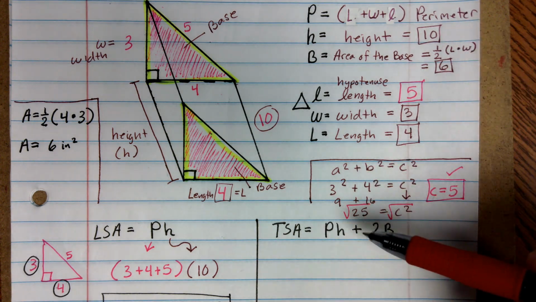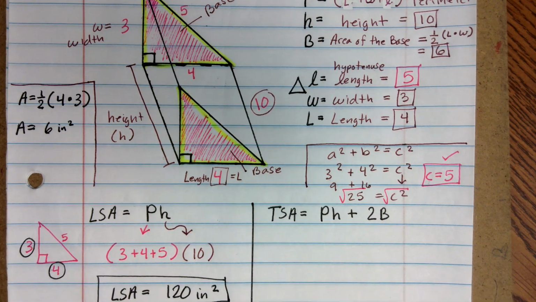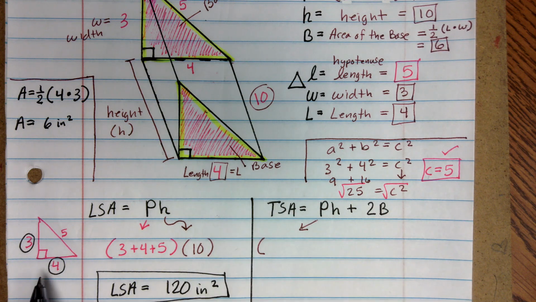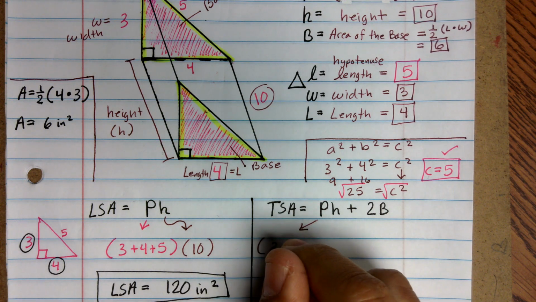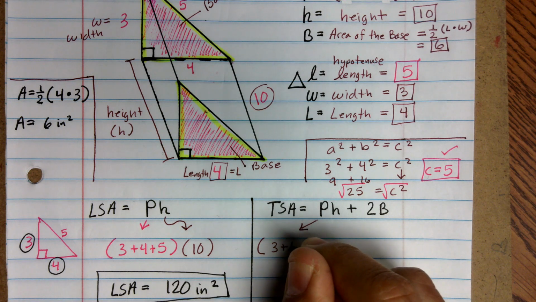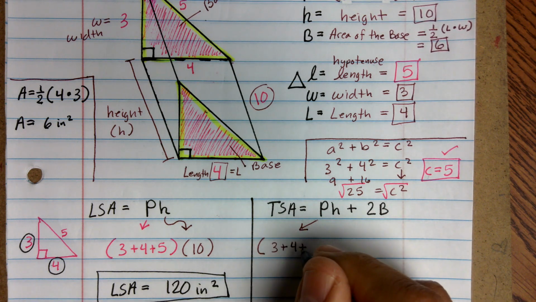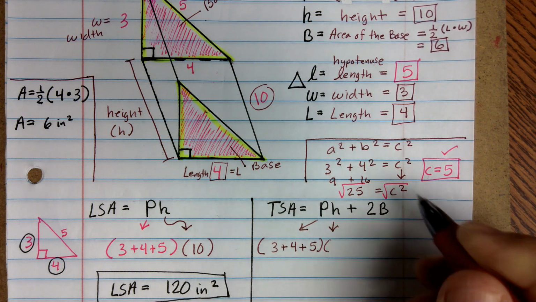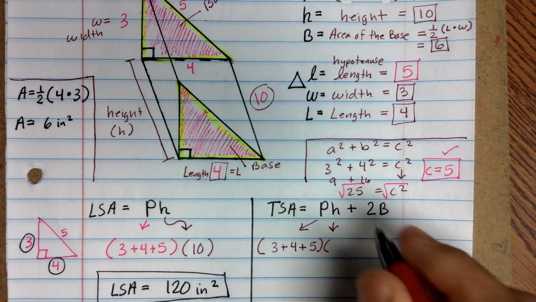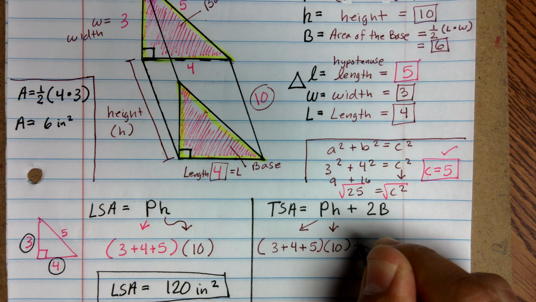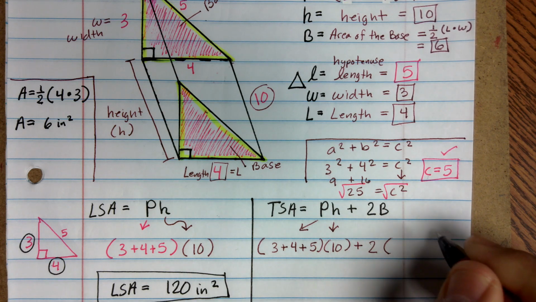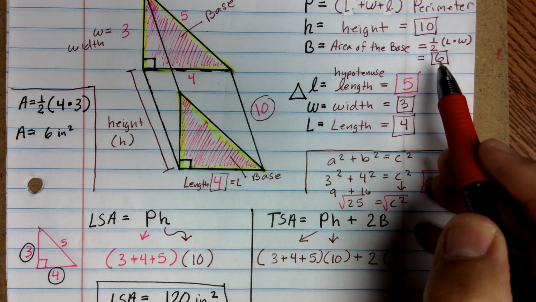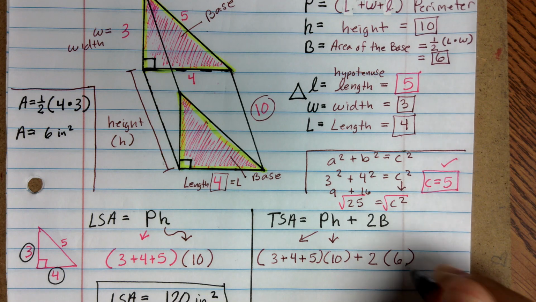So now we have everything that we need to go ahead and use this formula here. So let's go ahead and I'm going to fill this out. For the perimeter, we just have the 3 sides of the triangle being added together. The 2 legs and the hypotenuse are our length, width, and hypotenuse length. And then we're going to multiply that by the height, which is the distance between the two bases, which is 10, plus 2 times the area of the base. And the area of the base, when we calculated it using our area formula for a triangle, gave us 6. So we're going to put 6 in there.